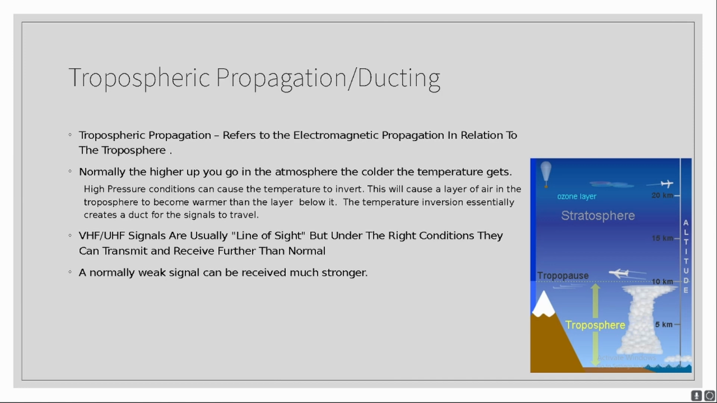Normally VHF and UHF are line of sight, but under the right conditions, with this temperature inversion, you can transmit a lot further than you normally would. What would normally be a weak signal, you can receive much, much stronger. Over on the right side, you can see where the troposphere is. It starts at the ground and goes up to 10 kilometers.